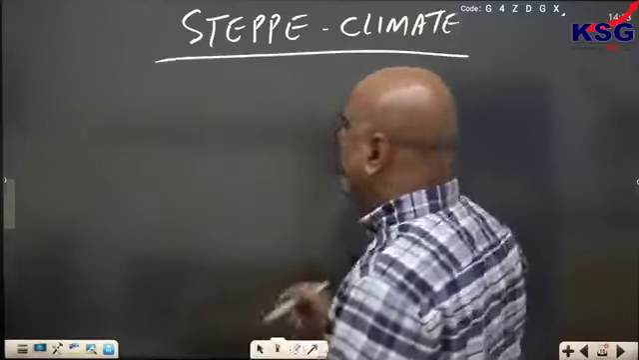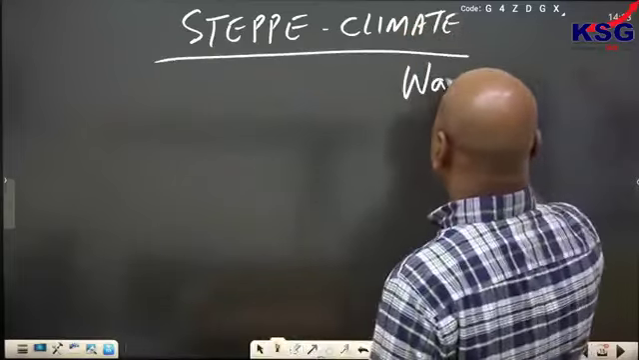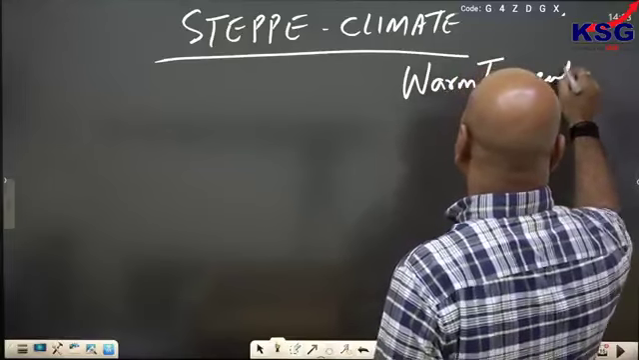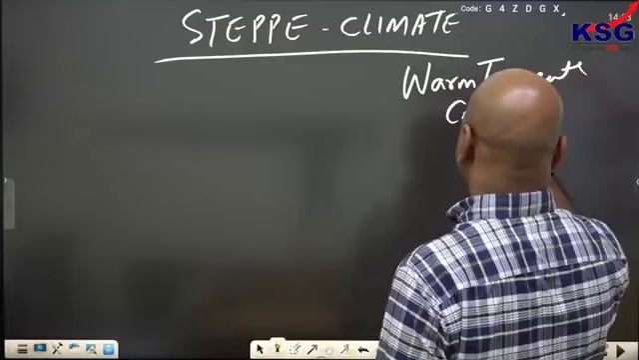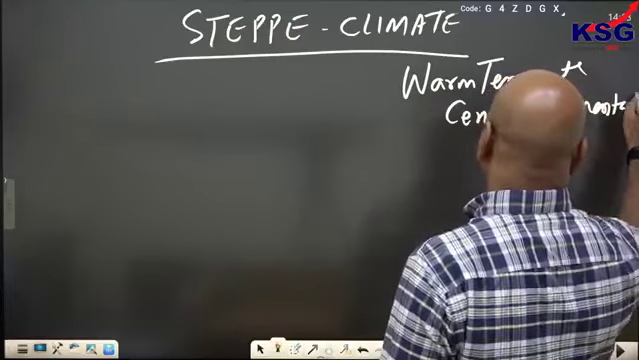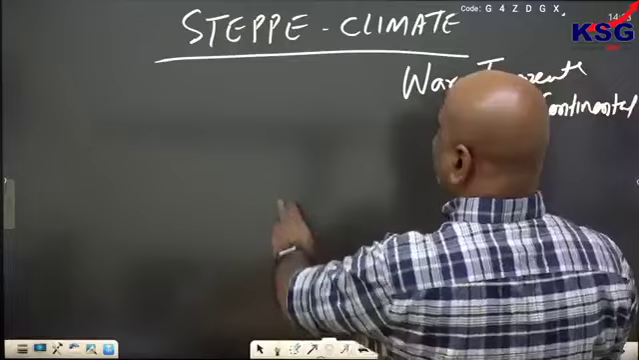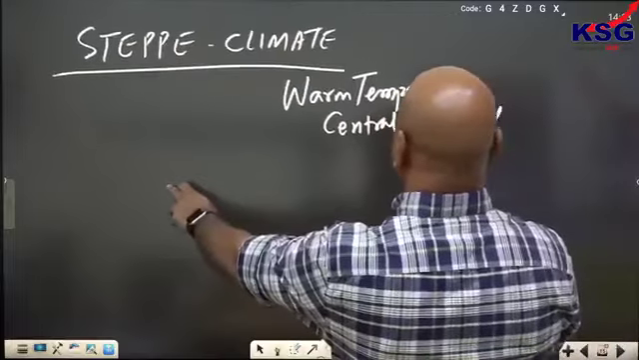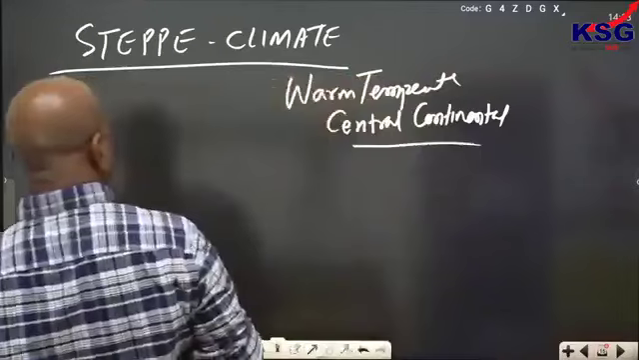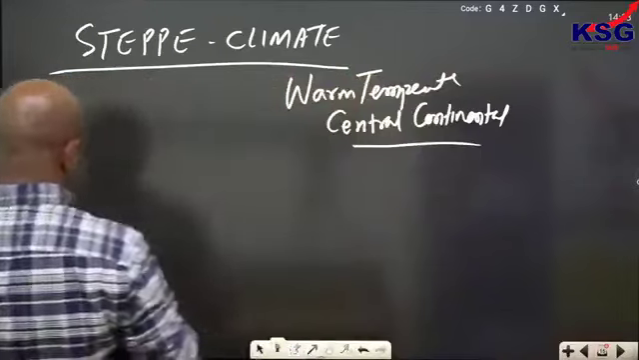Steppe climate, other name is warm temperate central margin, or central continental, warm temperate central continental type of climate. Warm temperate central continental, you know it, this climate.